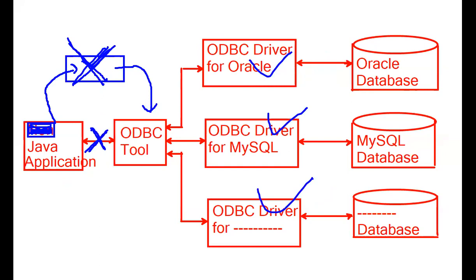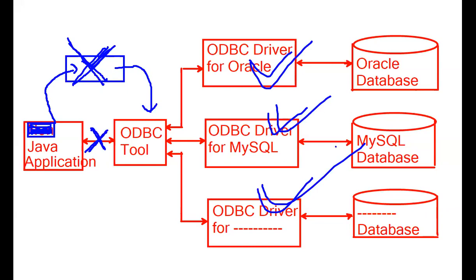And if it is very slow, they'll go for other technology. So many technologies are there in the market for the internet, not only Java. Java is there, .NET is there, Python is there, PHP is there. Then they'll go for another. That is the reason they developed a new set of drivers. Those drivers are called JDBC drivers.